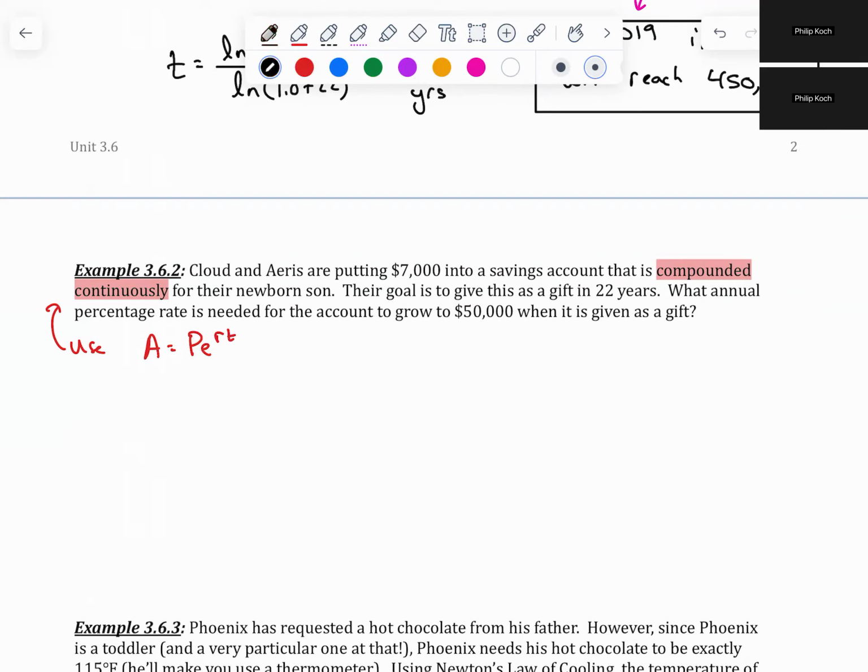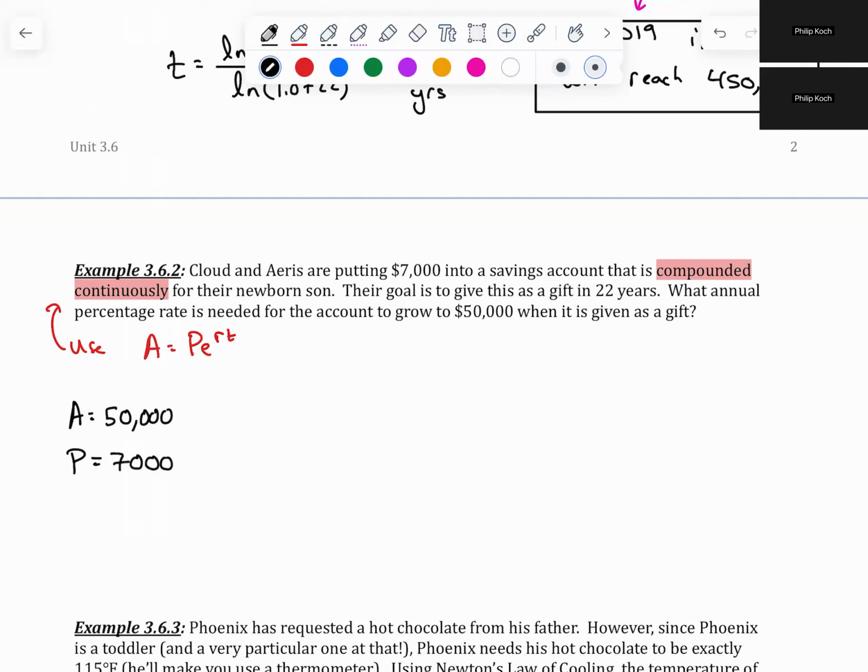There's no one way to solve them, but we can identify all the things that we need. We know what A is. A is the total amount, the final amount. So we want it to be 50,000. A is going to equal 50,000. P is the initial or the principal amount, and that's how much they initially put in, which would be 7,000.